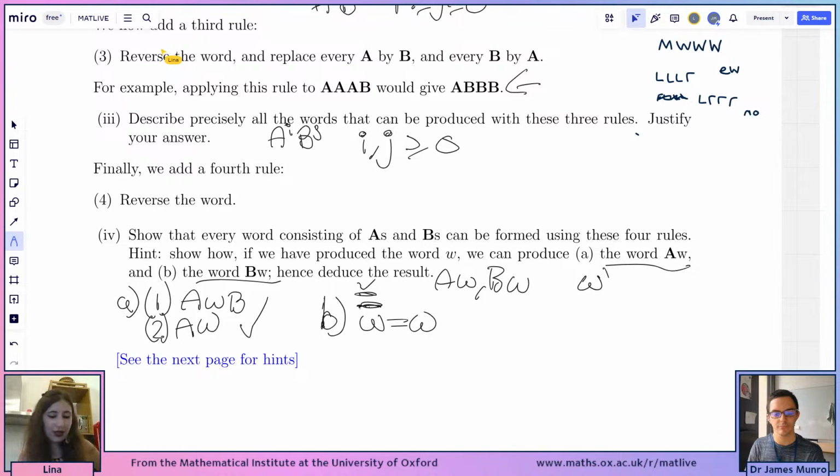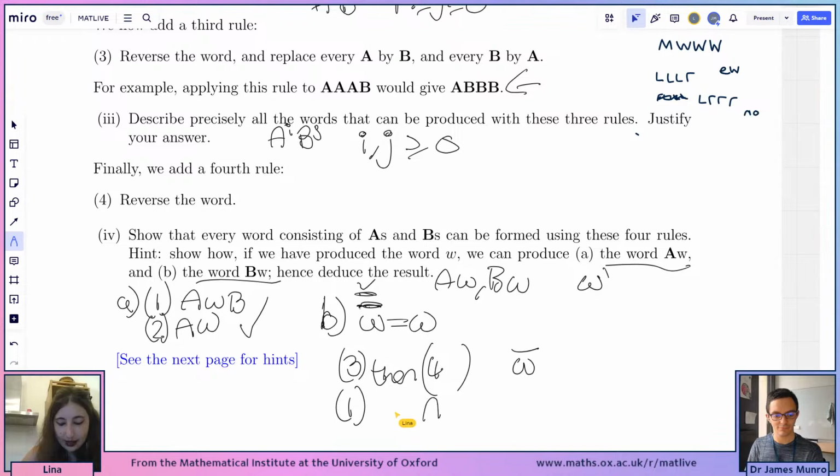So if we start by using rule 3, then rule 4, on W we are going to get a W bar, because it's W bar reversed, then re-reversed. So it's just going to be W bar. And then we apply rule 1. So we get A, W bar B. Then we apply rule 2 to get A, W bar.